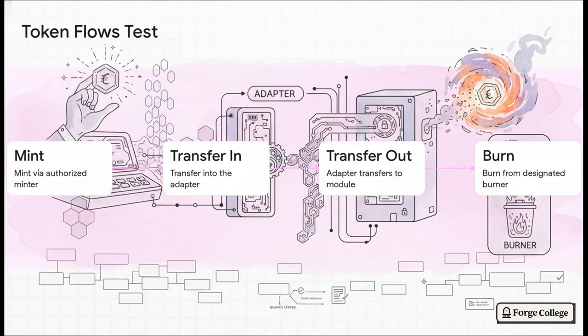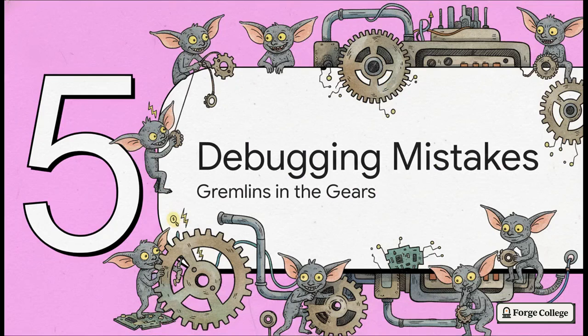Step 1, we mint a token using an authorized minter. Step 2, we transfer it right into the adapter. Step 3, the adapter safely transfers it to another module. And Step 4, we successfully burn it using a designated burner account. We have to meticulously check our balances and verify that the correct events are emitted after every single one of those steps.